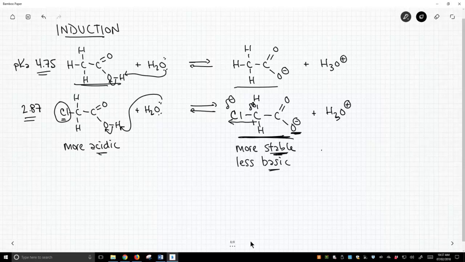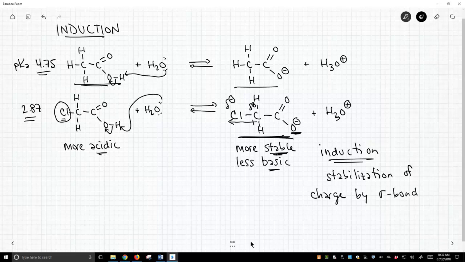So induction is about stabilization of charge by sigma bond polarization. We didn't move any pi bonds in this.